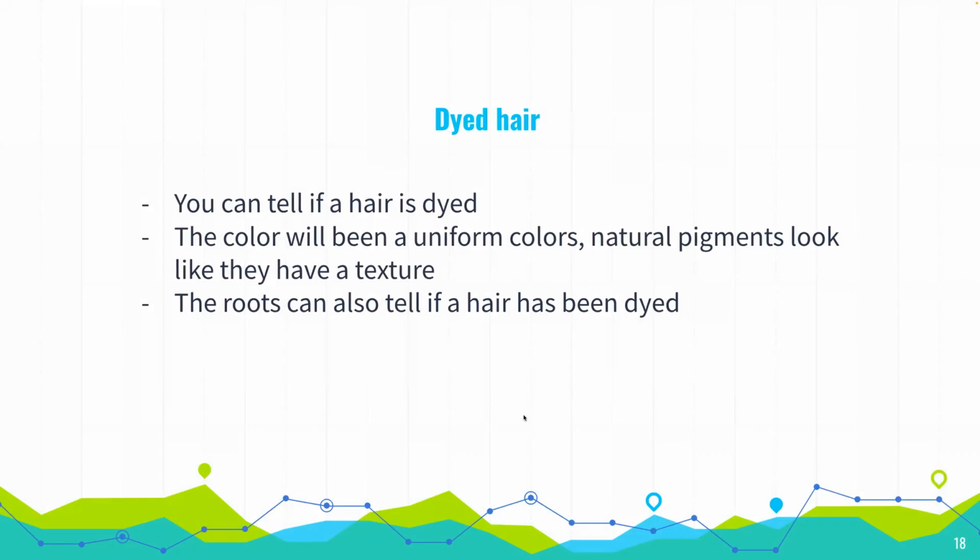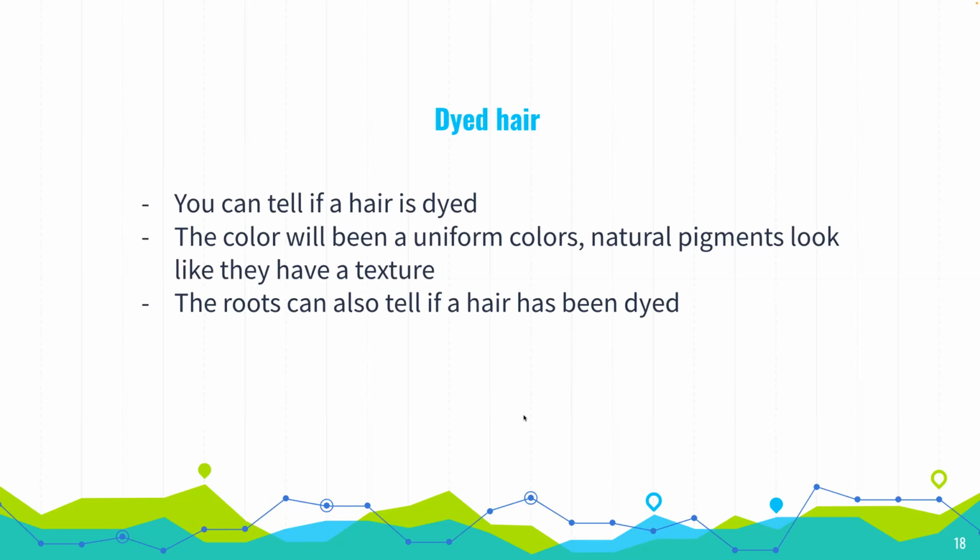All right, so one cool thing about looking at a hair under a microscope is that you can actually tell if a hair has been dyed or not. Regular undyed hair, virgin hair, the pigments aren't as uniform. I don't have a picture of this, but the natural pigments will have a kind of texture, like coloring with a crayon, while a dyed hair will be very uniform, very smooth.